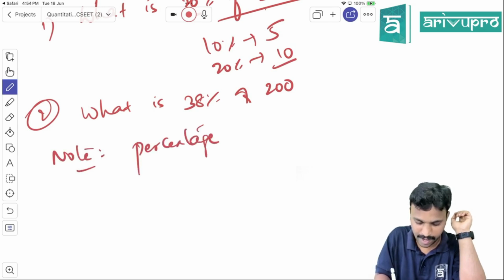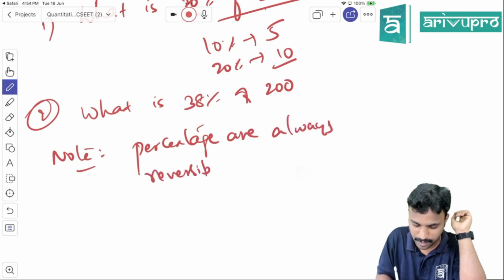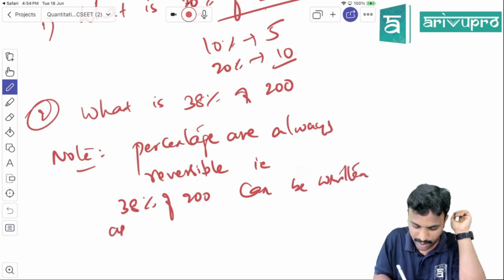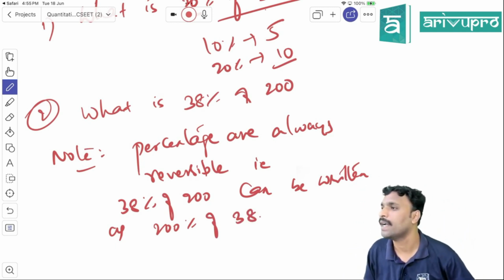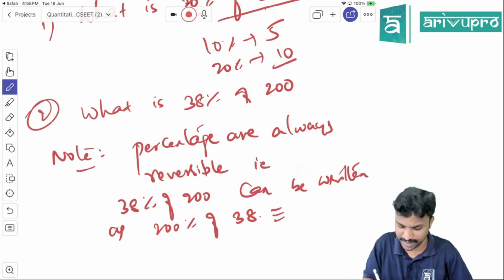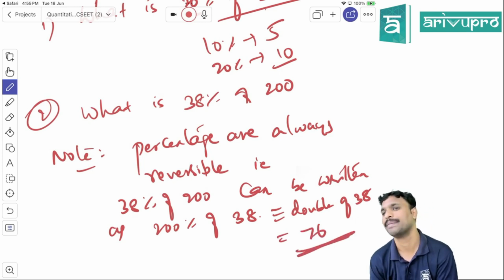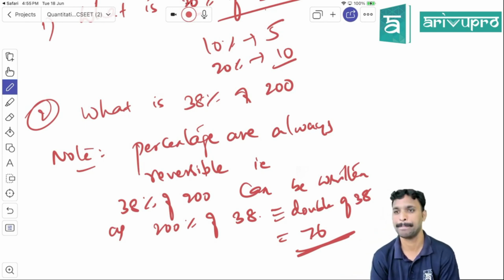Note, percentages are always reversible. That is, 38% of 200 can be written as what? 200% of 38. What is 200% of any number? Double of that number. 200% means double of 38. What is double of 38? 76. Everyone, percentages are always reversible. Clear?